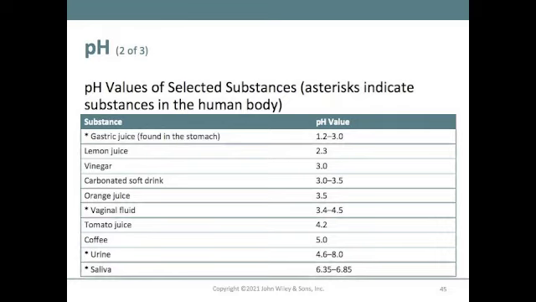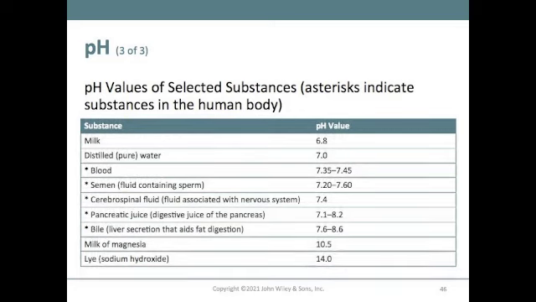Moving on to the next slide. And moving on to the next slide. So this again is page 44, table 2.4. Please review this on your own time.